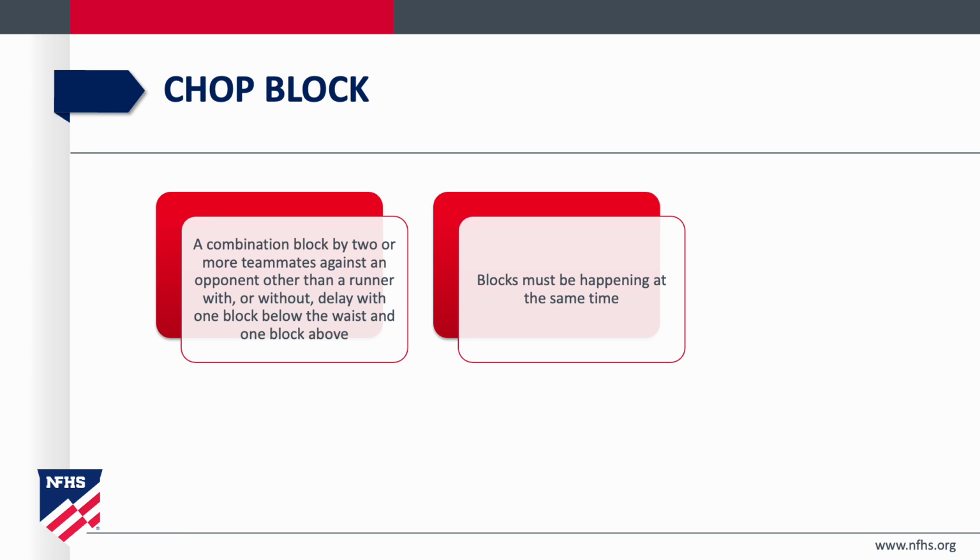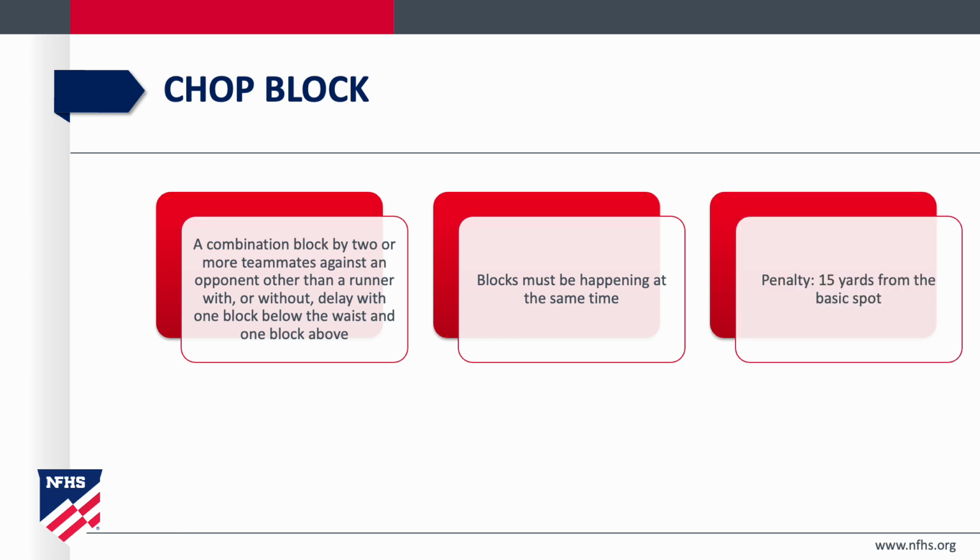We also need to see who is engaging in the block. So for example, if a player is blocked low with a snap and then the blocked player engages high with another player, we don't have an illegal block. The blocks must both be engaged by teammates. We also don't care which block engages first, whether it's a low-high block or a high-low block. A chop block is a 15-yard penalty that is enforced from the basic spot.